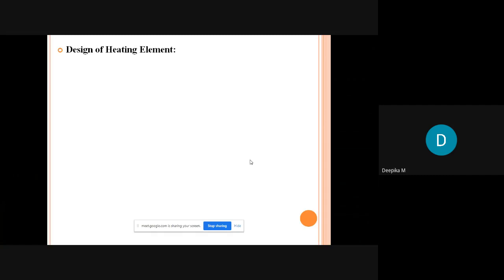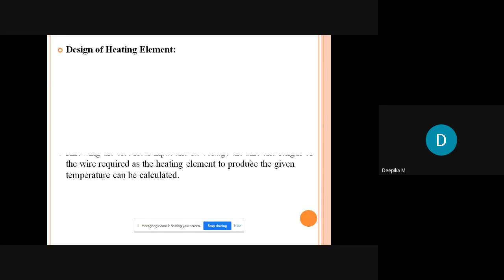In this topic, we are going to study the important derivation with respect to the design of heating element. This heating element is very important, because it will provide the necessary heat required for the operation. Therefore the design is very important. Let us look at the design of heating element, which will be used in furnaces as well as in the heating chamber.